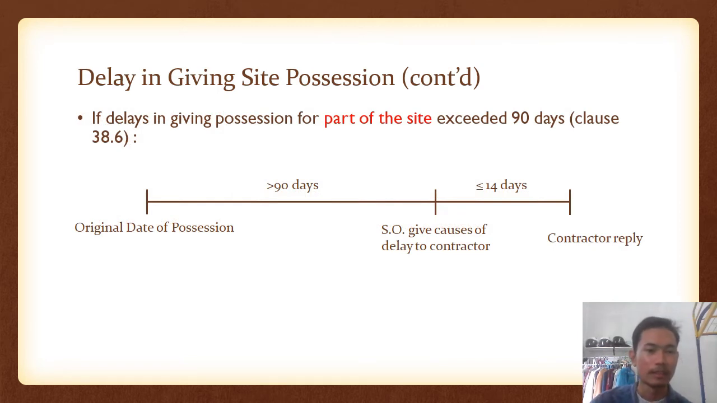And the second delay is in clause 38.9. Possession delay exceed 90 days from the original date of possession. More than 90 days is given, and SO give cause of delay to the contractor, and less or same 40 days given to contractor to reply to the SO.